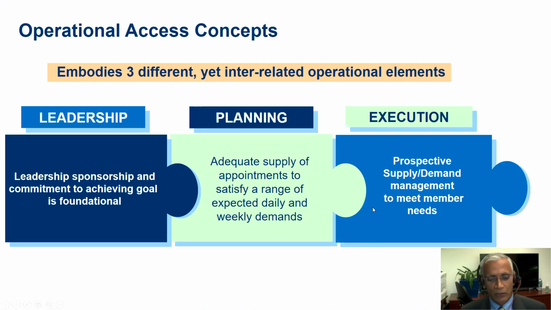Going into the operational access improvement concept, it really embodies 3 different components, and it requires constant vigilance because we have to make sure these fundamental concepts are followed at every step of the access improvement strategies. The leadership has to be committed at every step of the way to make sure the access journey is moving along in the right pathway.